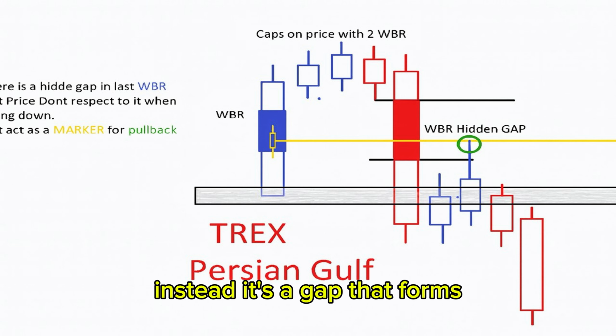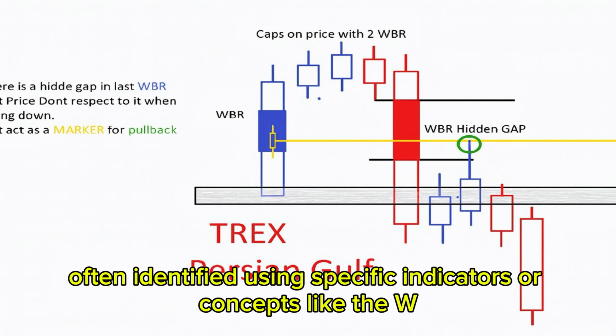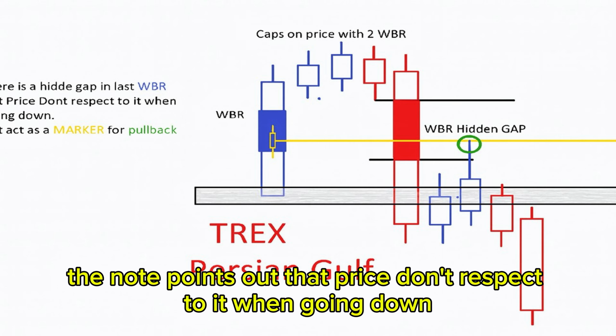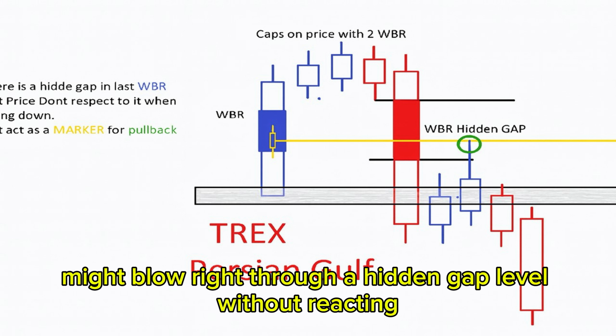Instead, it's a gap that forms within the range of a single candle or a small consolidation zone, often identified using specific indicators or concepts like the WBR mentioned here. The note points out that price doesn't respect it when going down, meaning that during a strong downtrend, the price might blow right through a hidden gap level without reacting.